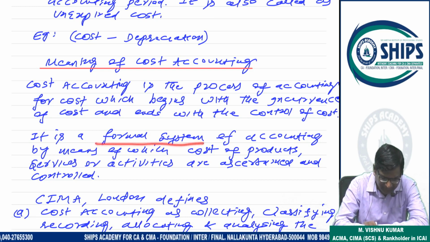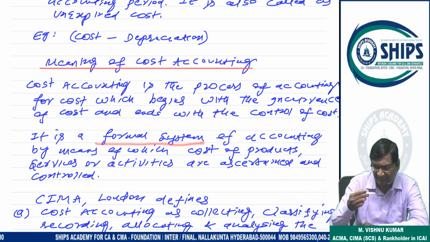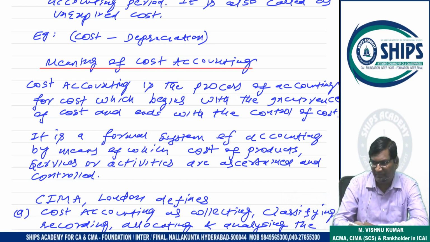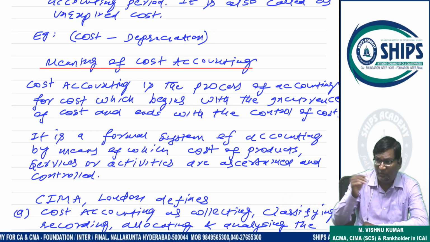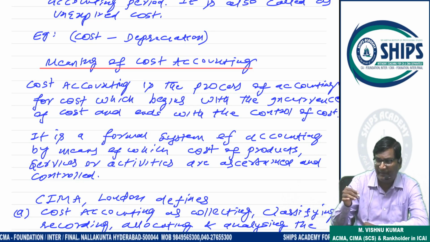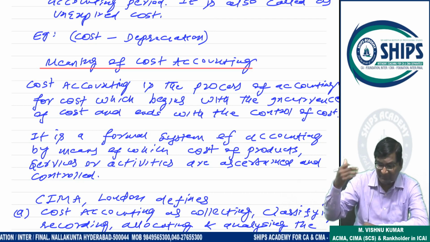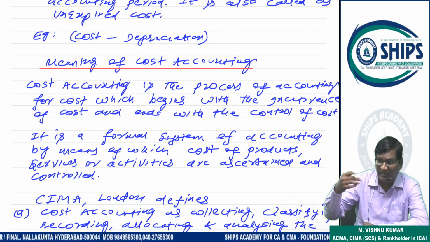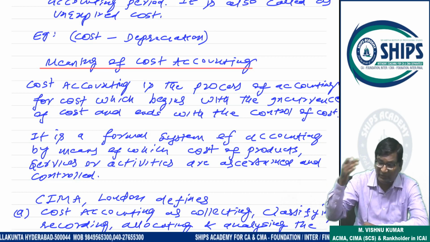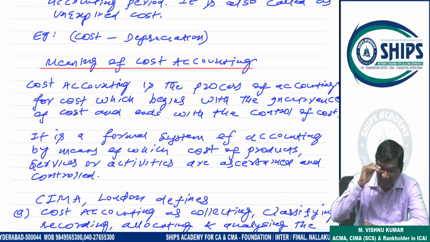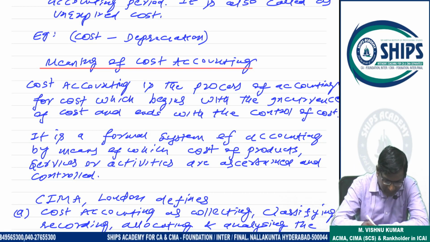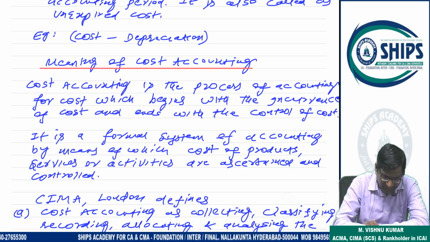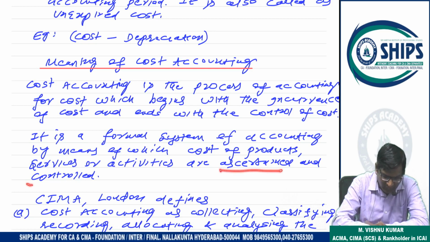Now it means in cost accounting we have to follow a formal system. Casual means unroutine. Formal system means routine system. Routine system means recording, classifying, giving different types of titles to the cost according to the requirement, and periodic reports. All this is routine matters. So here it will come: a formal system of accounting by means of which the cost of products, services or activities are ascertained and controlled.